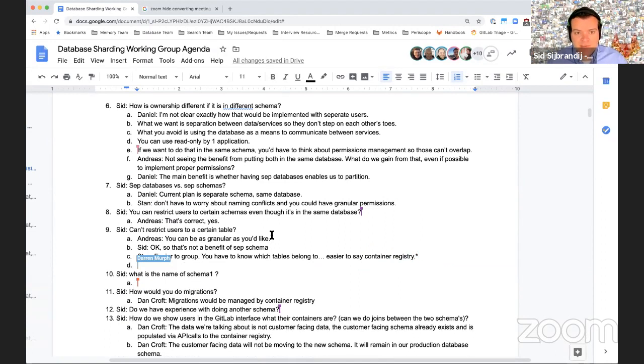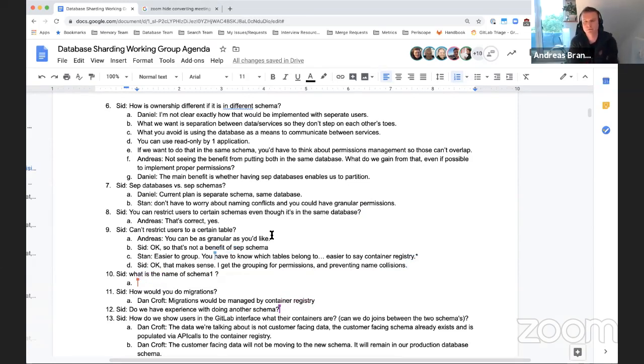Okay, that makes sense. So far I get the grouping for permission giving, and I get preventing name collisions. What's the name of the schema we're using today? It's public. That's the default schema. That's the only one we have. Cool.